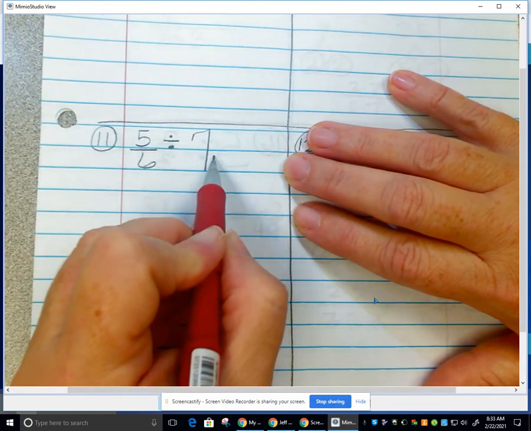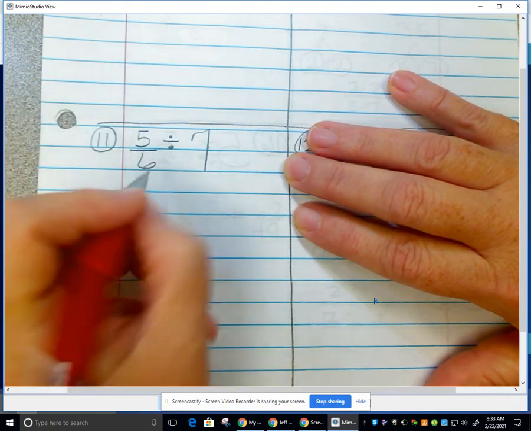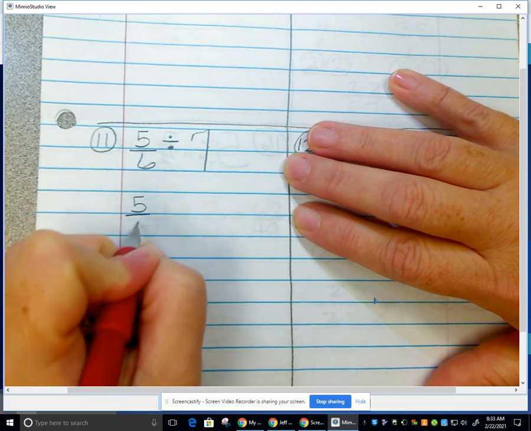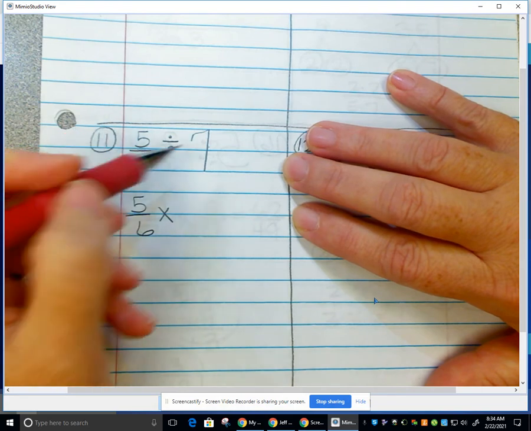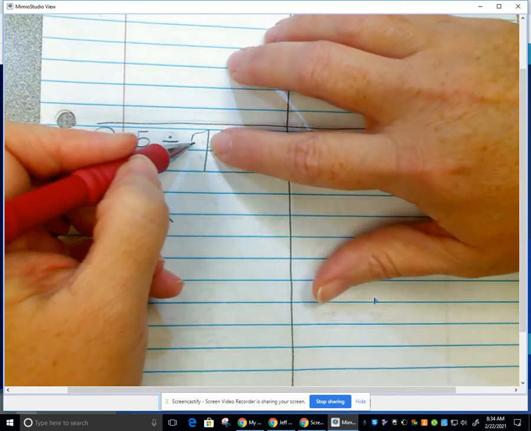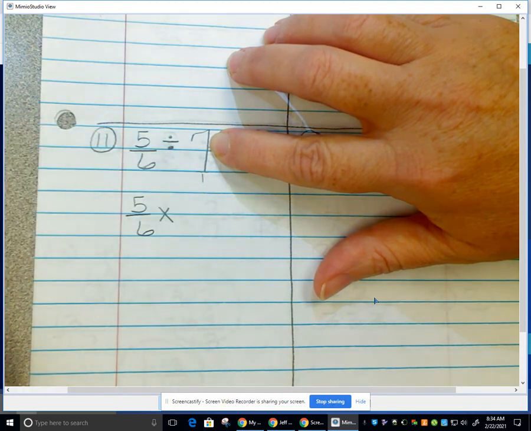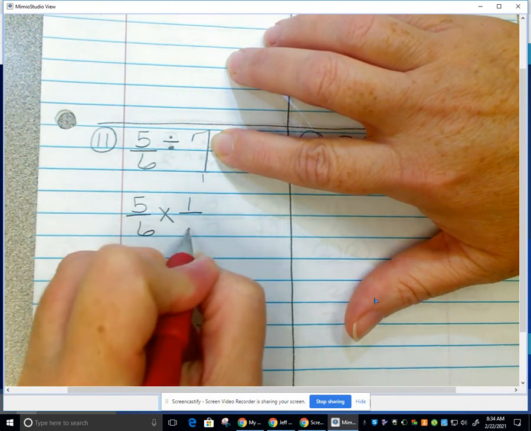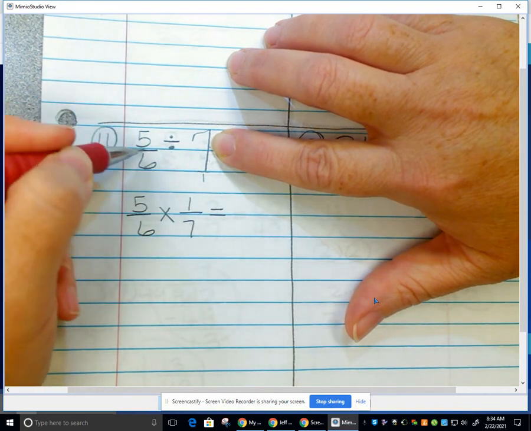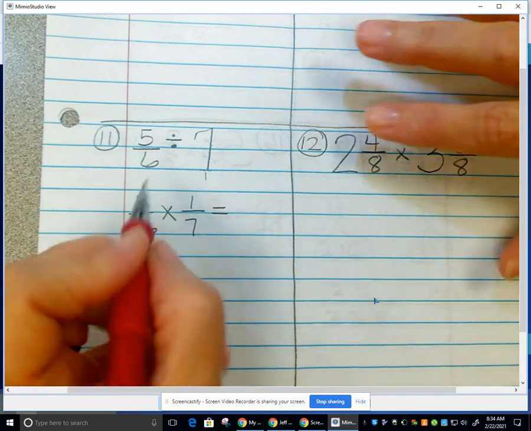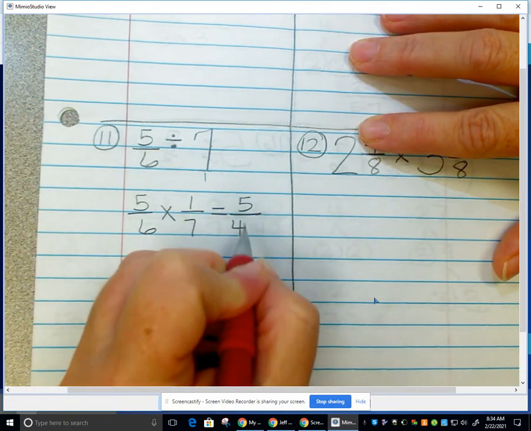Okay, number 11. 5/6 divided by 7. We're going to keep it, switch it, flip it. Keep it, switch it to multiplication, flip it. If it's 7 as a whole number, that means this is understood to be 7 over 1. So I'm going to make this 1/7. Now look at the original fraction. If I start with a fraction, my answer will be a fraction. 5 times 1 is 5. 6 times 7 is 42.